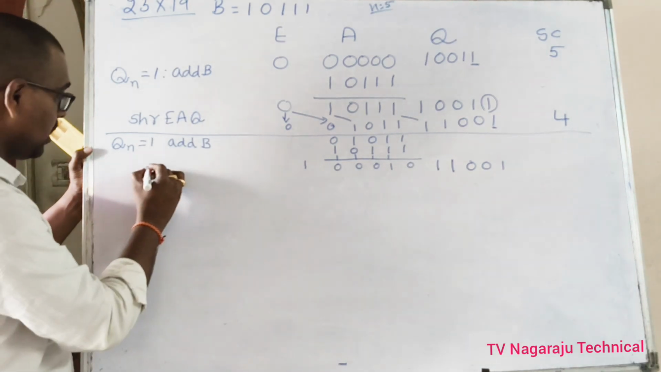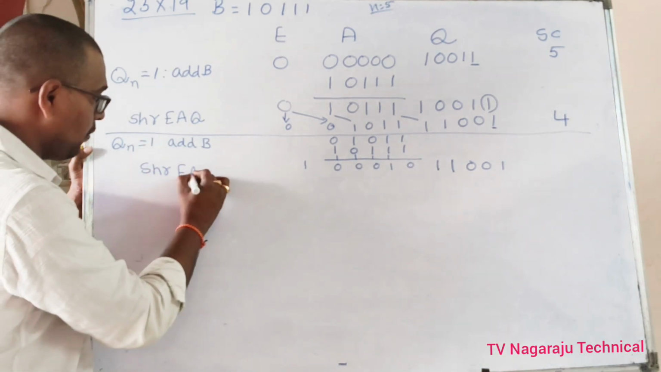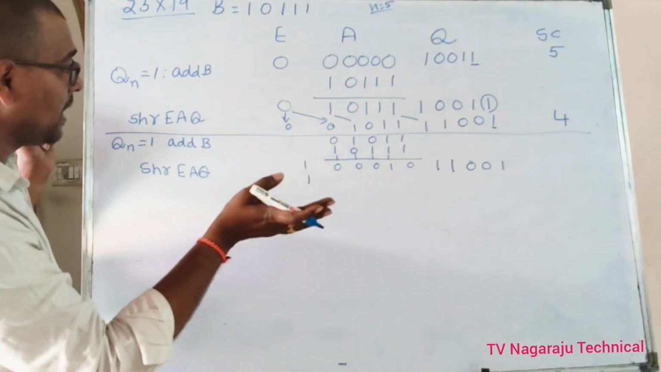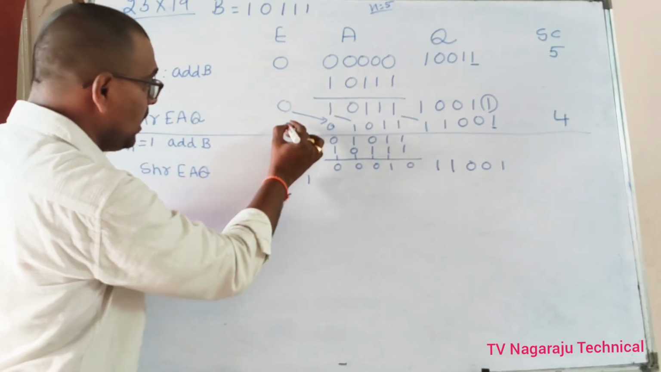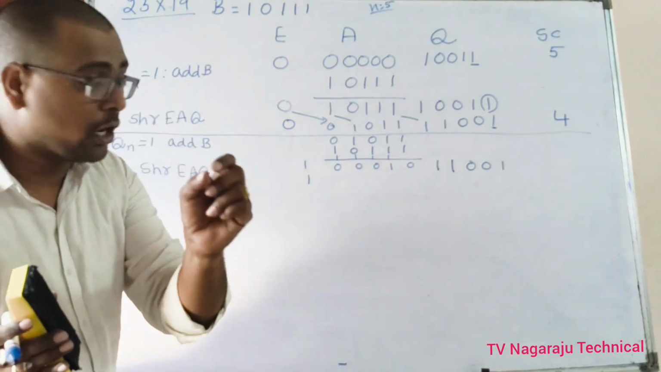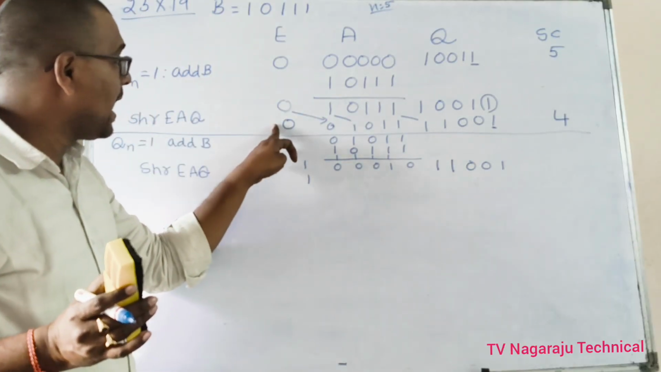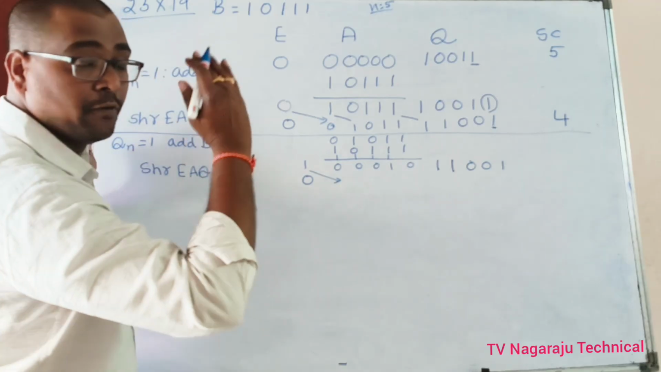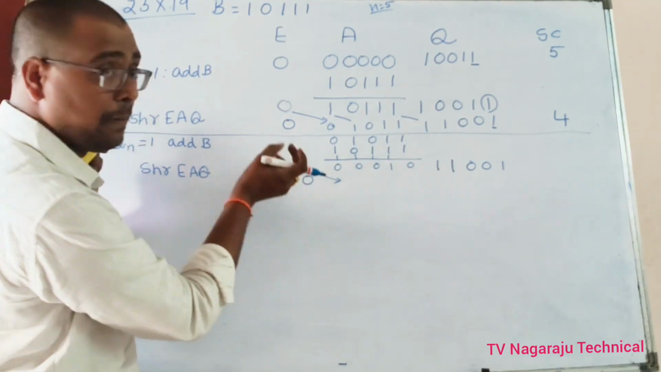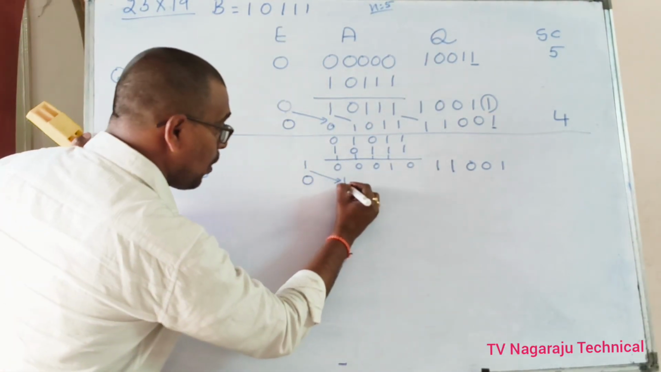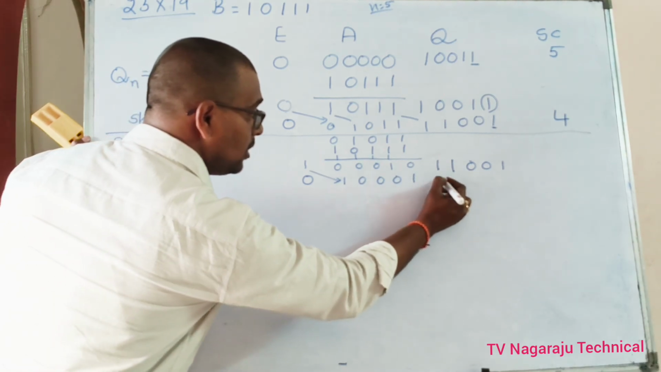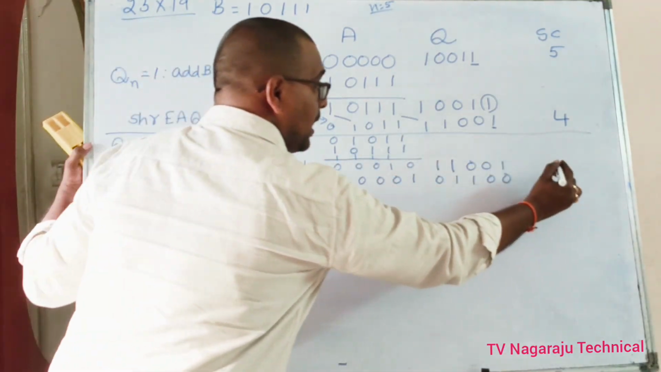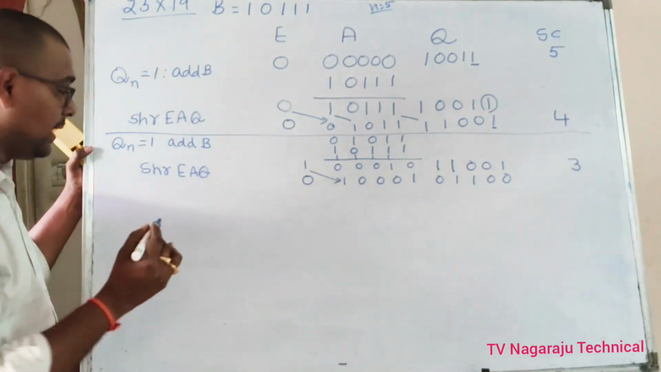After completion of addition, what you need to do? Shift right of EAQ. Simply do the shift right operation. This is not an arithmetic shift. If it is a regular shift, simply do the shift operation and add a 0. If you are performing the right shift operation, simply place 0 at the leftmost position. 0 1 0 0 0 1 0 1 1 0 0. We lost this bit and the sequence counter value is decremented by 1.